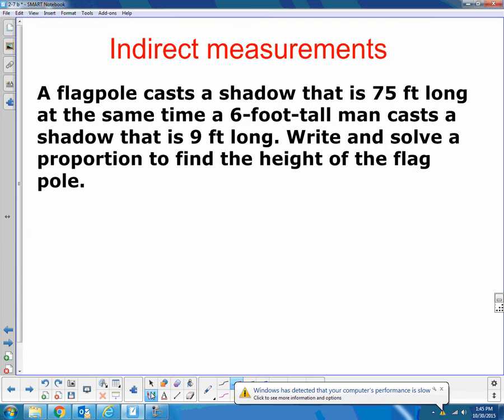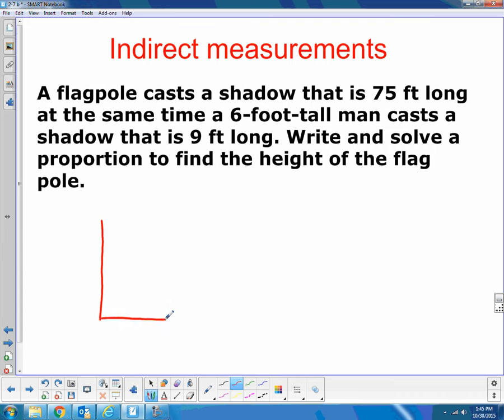So a flagpole casts a shadow that's 75 feet long at the same time as a 6-foot-tall man. So here's my flagpole. There you go. That's all you have to draw for a flagpole. So I don't want to hear anybody complaining, why do I have to draw a picture? Just draw a flagpole. All right, so we've got a flagpole, and it casts a shadow. There's the shadow of the flagpole. That is 75 feet long. So there's my 75-foot shadow.